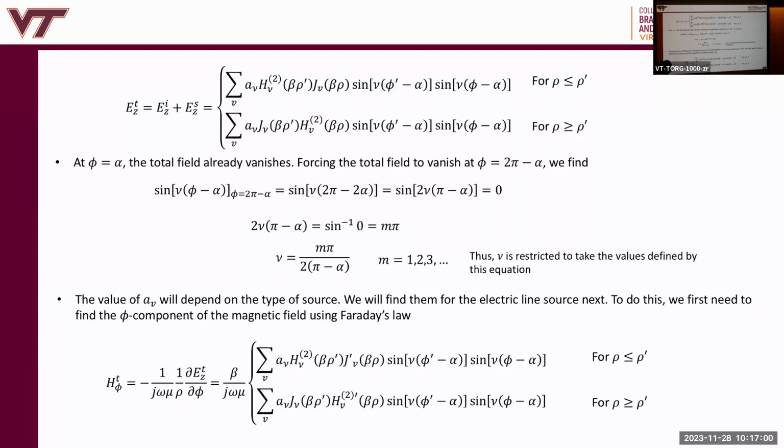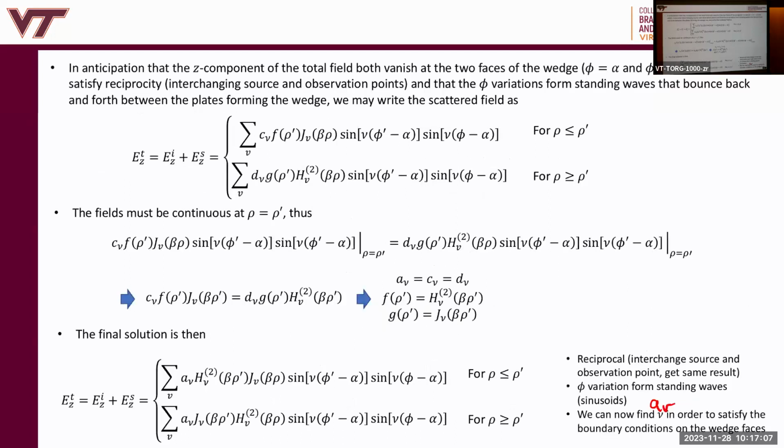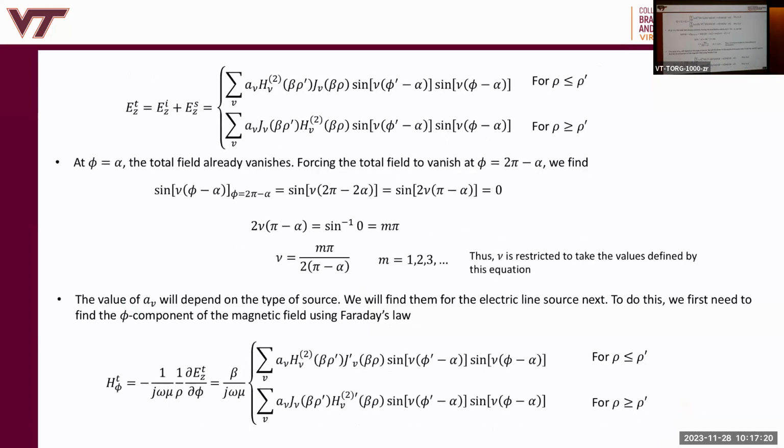So still, we don't know what a nu is. We know what nu is. Sorry, let me go back to the previous slide. When I said this was a nu, this is not a nu. This really is nu. We found nu using the boundary conditions. Now we still have to find a nu. A nu will depend on the type of source, so for different sources, we're going to find different a nus. How are we going to do that? Well, we're going to use Fourier series expansion and take the source to infinity. I'll show you how to do that.